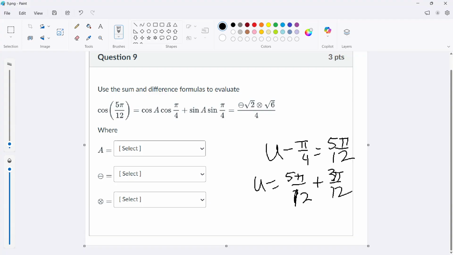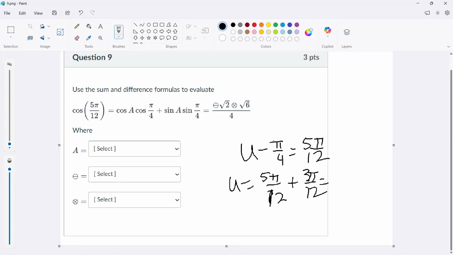4 times 3 is 12. If I multiply the bottom by 3, the top, so this is 8 pi over 12, which is 4 goes into 8 twice, 4 goes into 12 3 times. 2 pi over 3. So I need the cosine. A is 2 pi over 3. I need the cosine of 2 pi over 3.